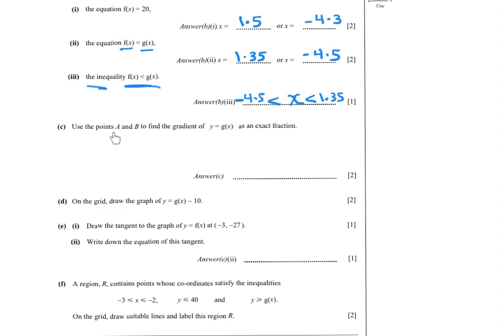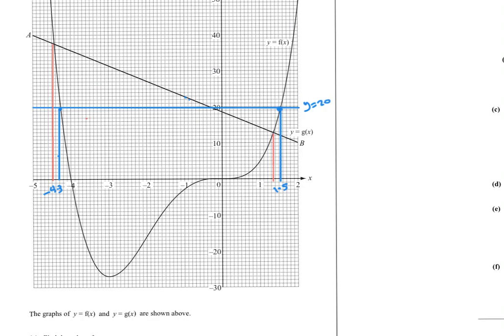The next one, use the points A and B to find the gradient of the line y equals g(x) as an exact fraction. To find the equation of the line AB, you have 2 points, A negative 5 and 40, B 2 and 10, and also you have a y-intercept which is 18, so it's c equals 18. So from these 2 points we can find the gradient, and we have a y-intercept c. We know that the equation for the line is y equals mx plus c. Now we can find the m.